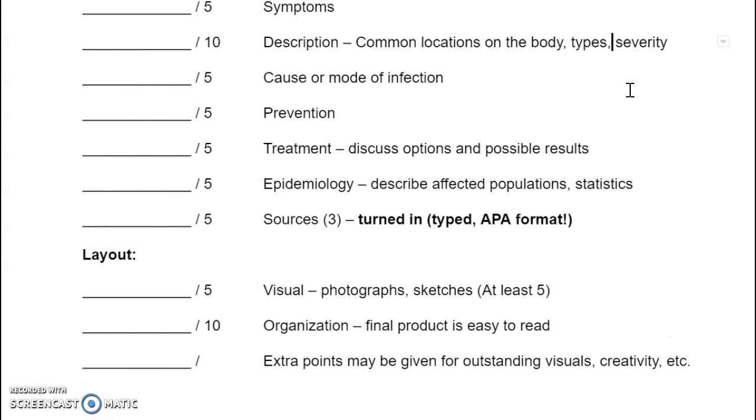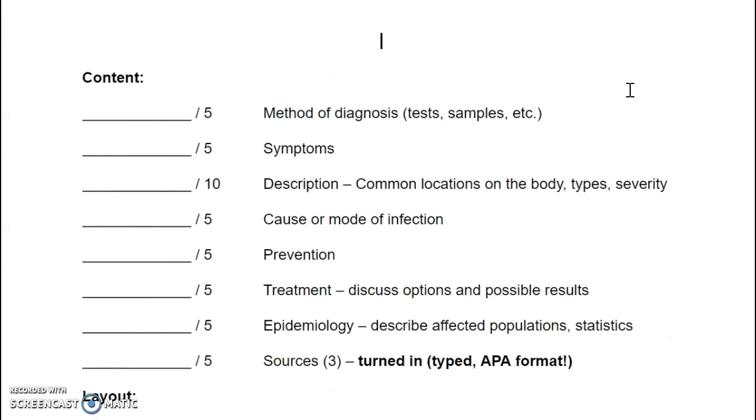If we're looking at your requirements, here's how I'm going to grade you. You get 5 points for having a full method of diagnosis, so tests, samples, etc., and how you diagnose the disease. 5 points for explaining your symptoms. 10 for the description, so you should have listed all 3 of these things: common locations of the body, different types or severity levels of your disease. The cause or mode of infection, how you can prevent it, treatment options and possible results, and epidemiology, which means to describe affected populations of your disease and include statistics.